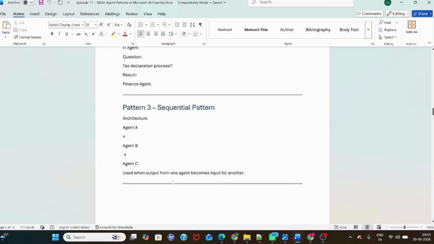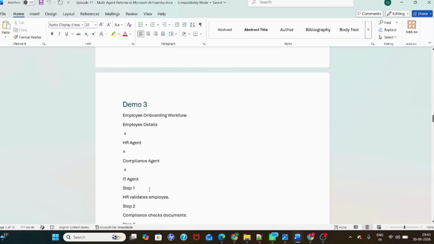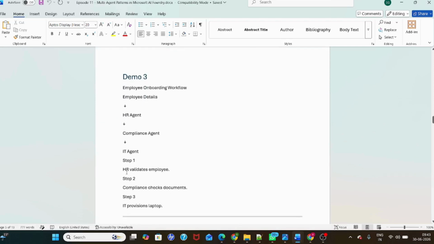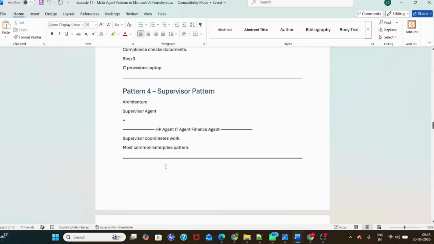Sequential, as I said, is ordering A, B, C. The employee request goes to the HR agent, compliance, then the IT agent. HR validates compliance. It is a chronological flow. Then the supervisor, which means an orchestrator that manages all the worker agents.